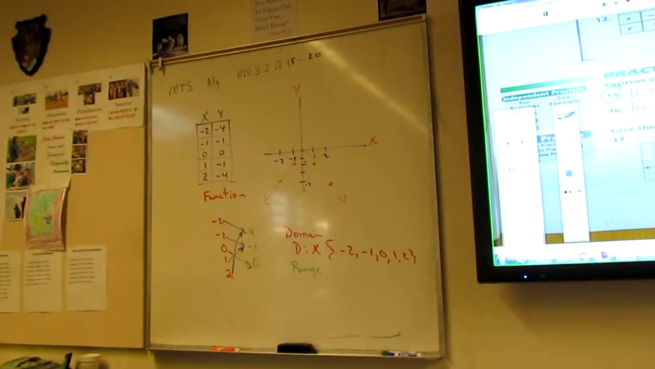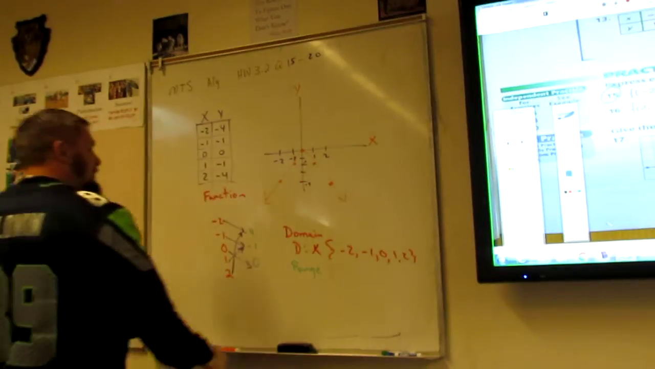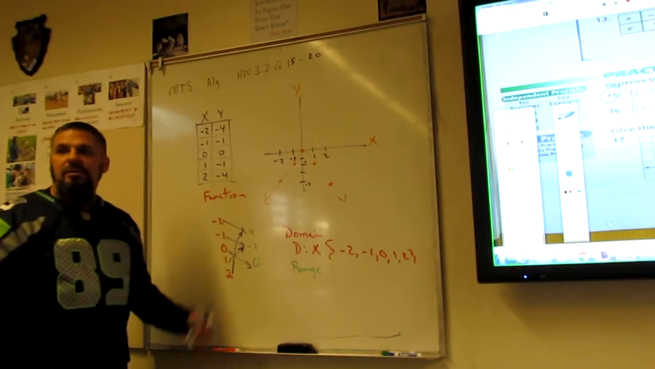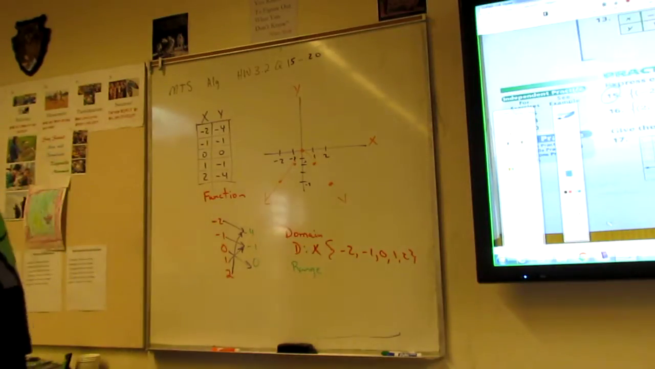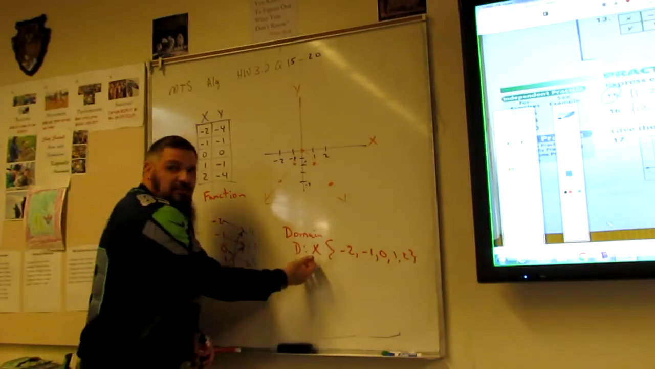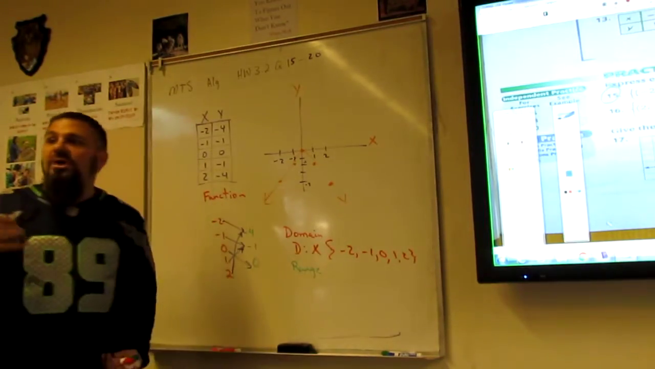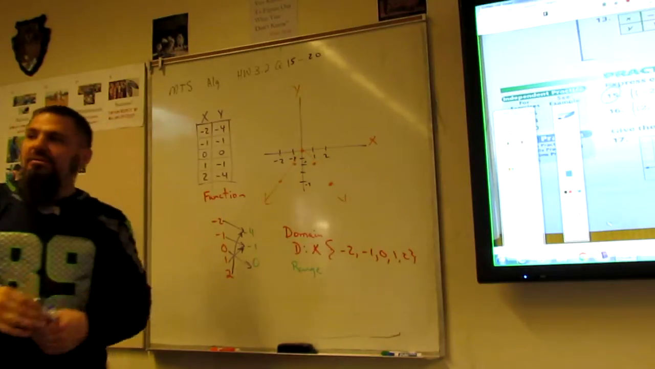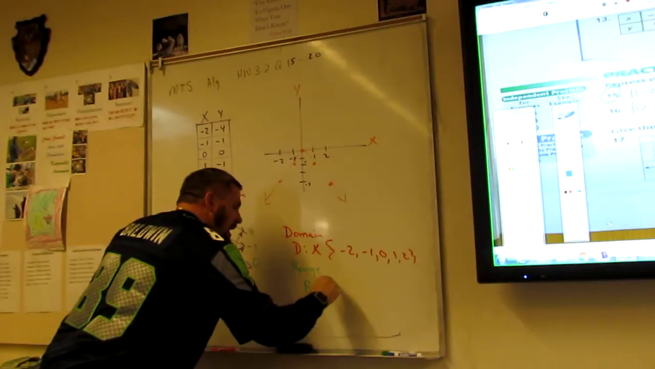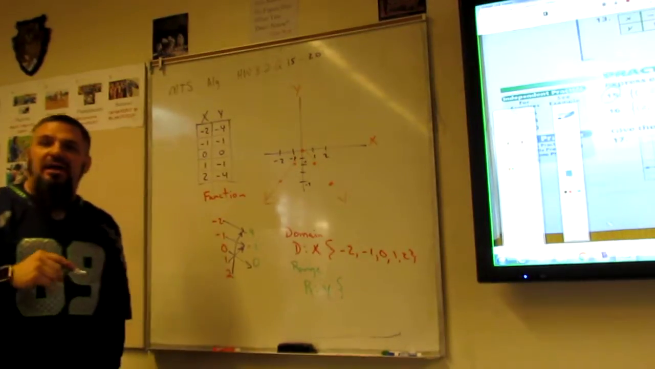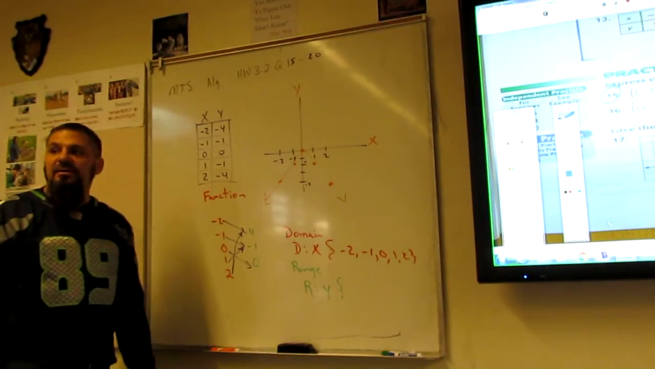Think of this. What comes first in the alphabet? D or R? D. What comes first in the alphabet? X or Y? X. X's and D's go together. Range and Y's go together. So all I have to do is the range such that y is the solution set of, and what's the solution set?